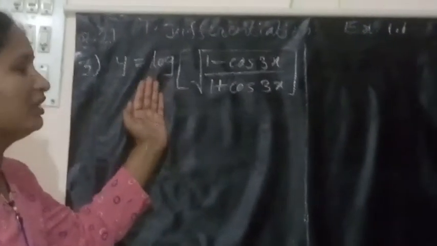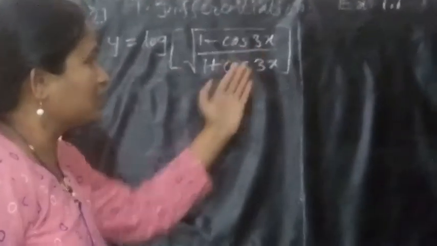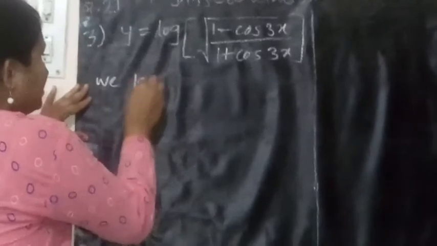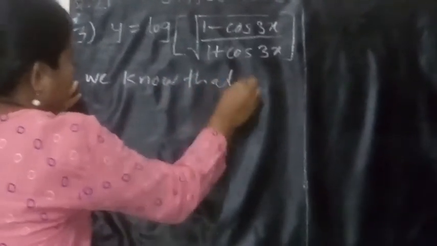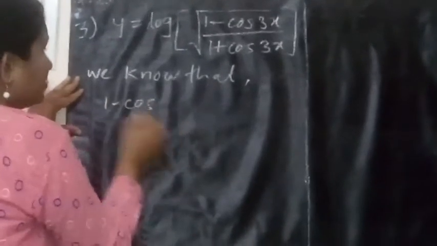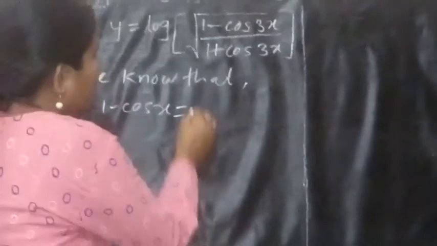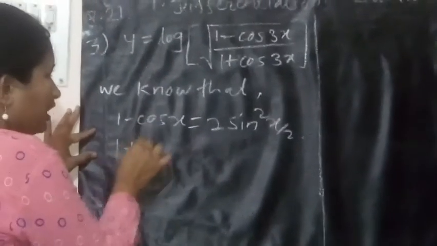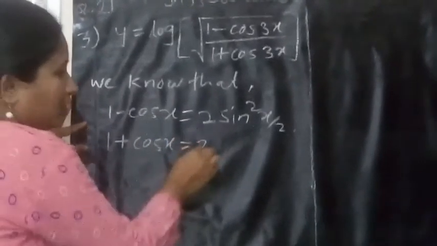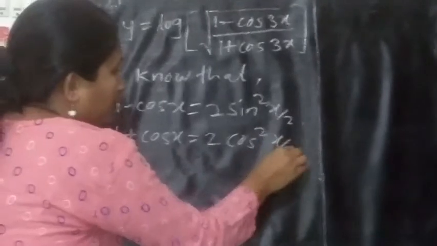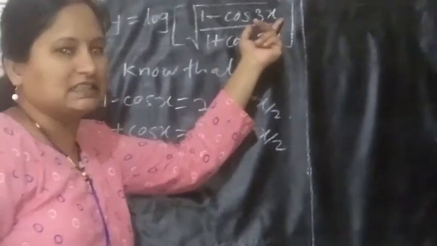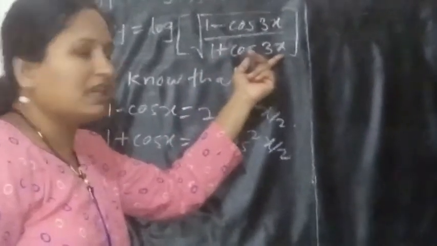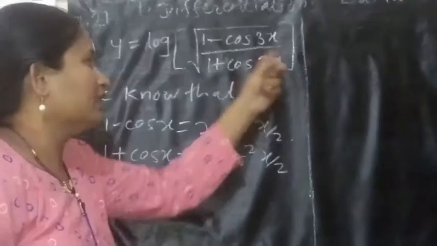y is equal to log of square root of (1 minus cos 3x) upon (1 plus cos 3x). We know that 1 minus cos x is equal to 2 sin square x by 2. Similarly, 1 plus cos x is equal to 2 cos square x by 2. But here 3x is there, therefore we can take 2 sin square 3x upon 2. Here 1 plus cos 3x is there, therefore we can take 2 cos square 3x upon 2.